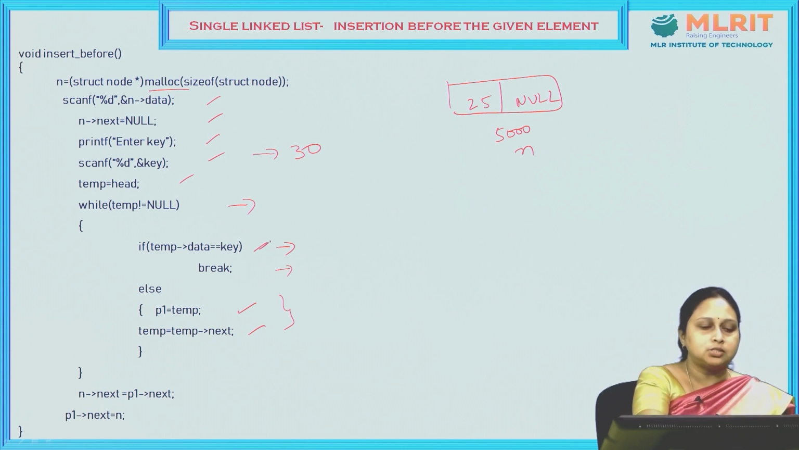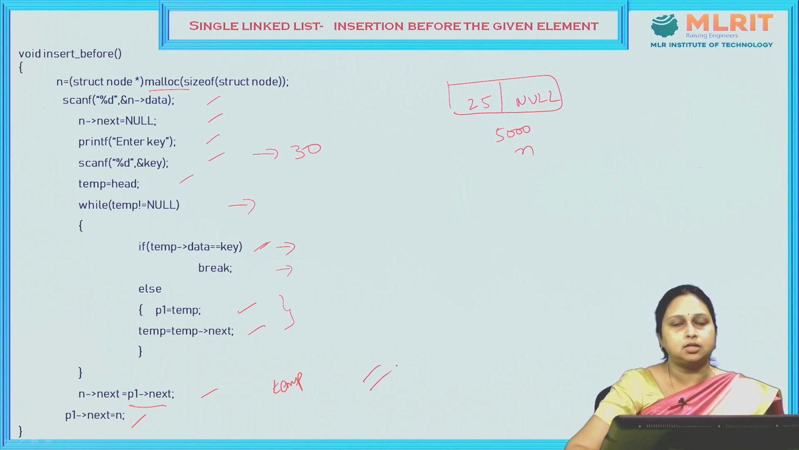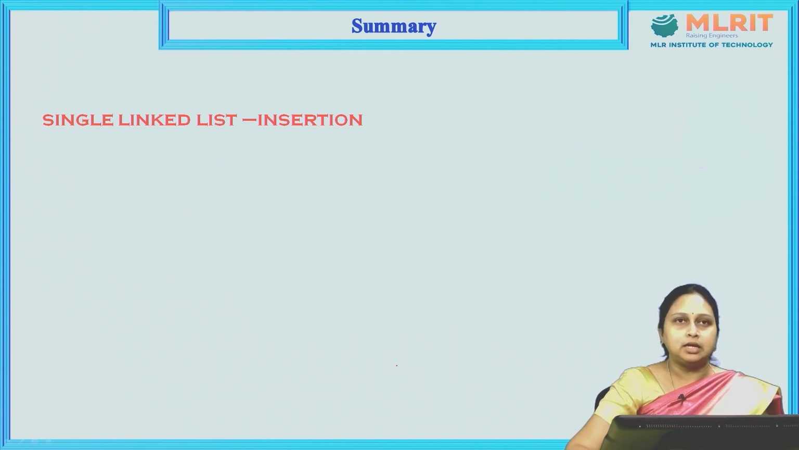If temp reaches the key value, in that case we are going to assign N arrow next equal to P1 arrow next. Either we can write P1 arrow next or we can write temp also. Both are going to work. Next, P1 arrow next equal to N. These are the steps you are going to follow to insert a new node before the given element.